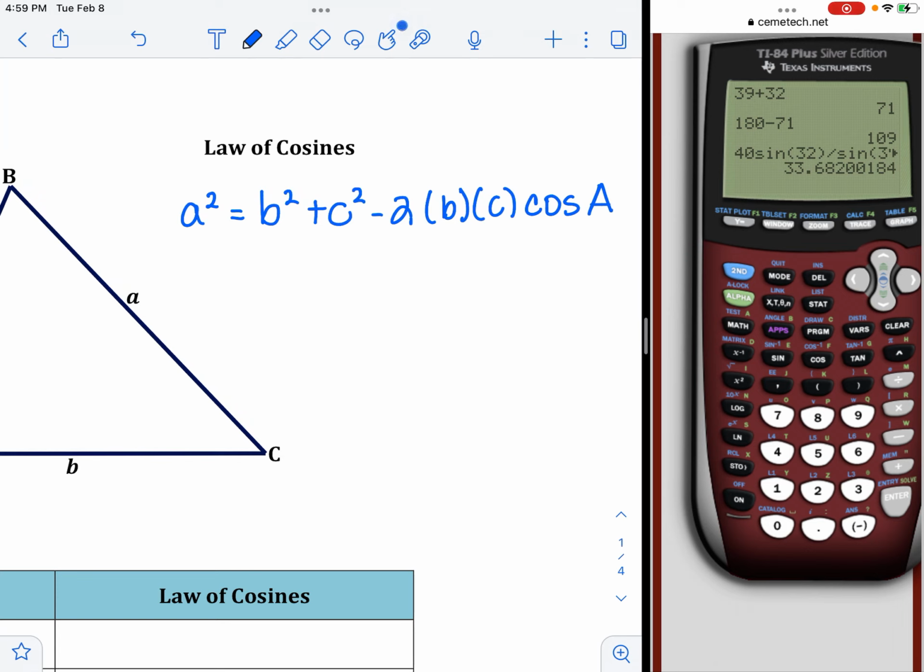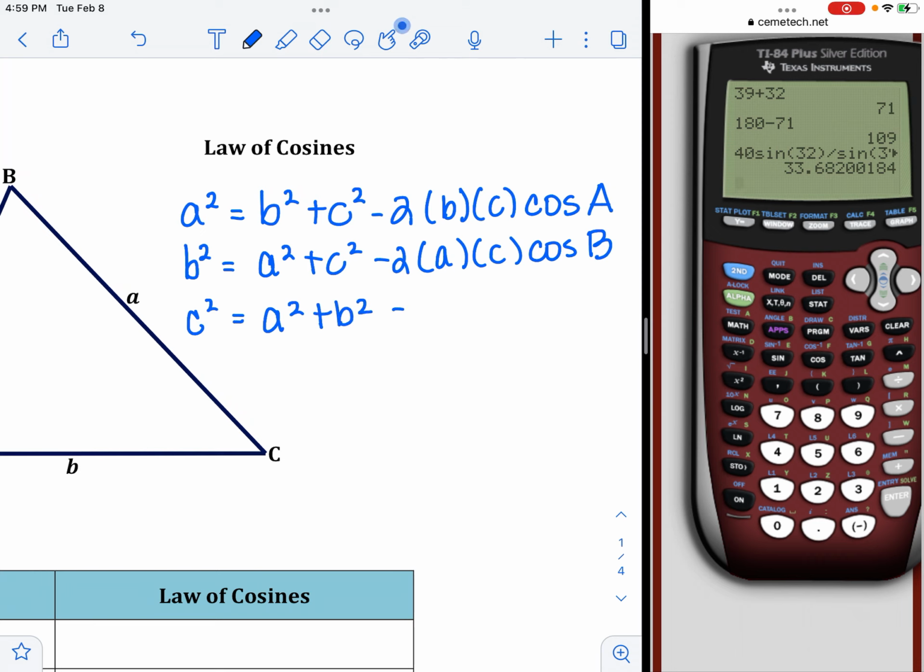You can do the same thing with side B or angle B. If you were solving for side B or angle B, it'd be B squared equals the other 2 sides squared minus 2 times those 2 sides multiplied times the cosine of that side B, so this is angle B. Last but not least, if it was side C or angle C, it'd be C squared equals a squared plus b squared minus 2 times a times b times the cosine of angle C.